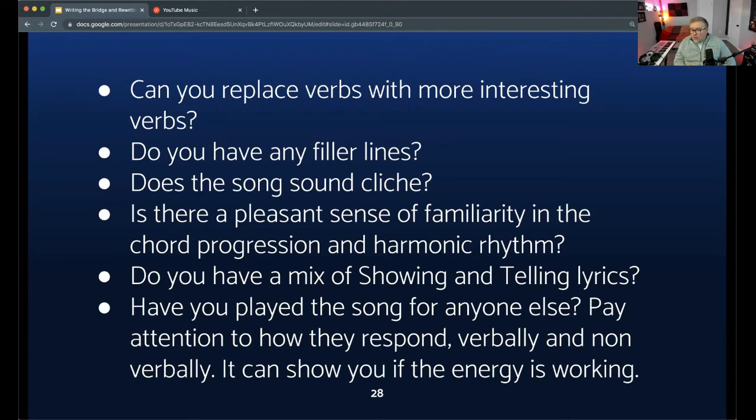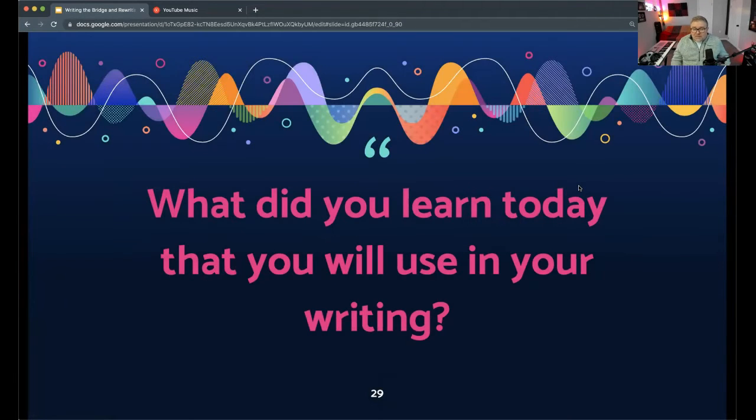And one thing that's very telling about what you want to rewrite is play your song for someone else and pay attention to how they respond, but also pay attention to how you feel internally, because there will be parts of the song where you kind of cringe. And if you're cringing when you're playing that song for someone else, that is a good sign that you probably want to work on that section. So that's really the rewriting part.